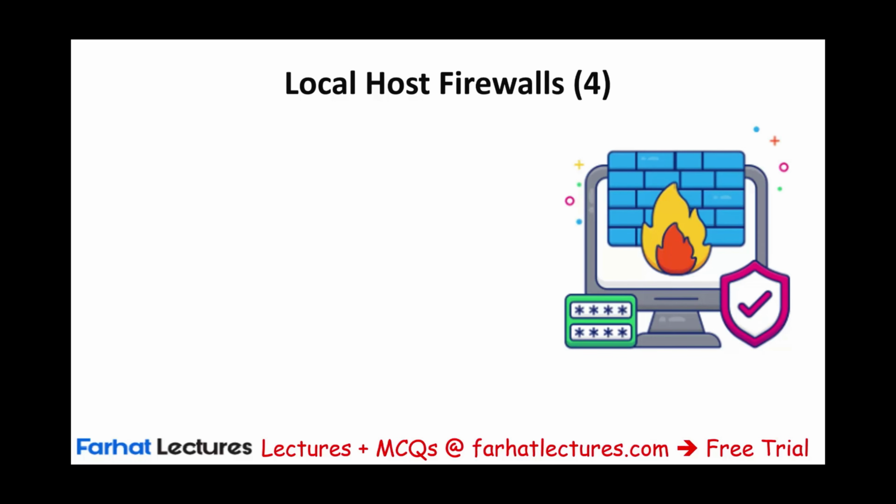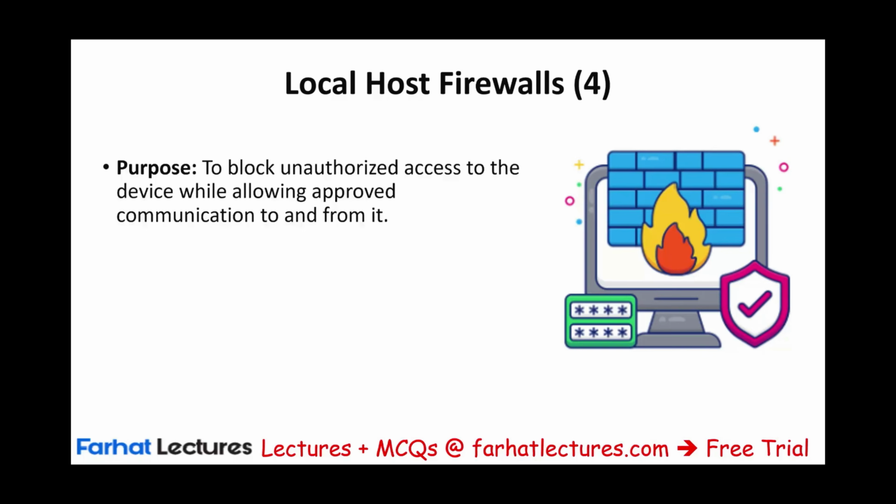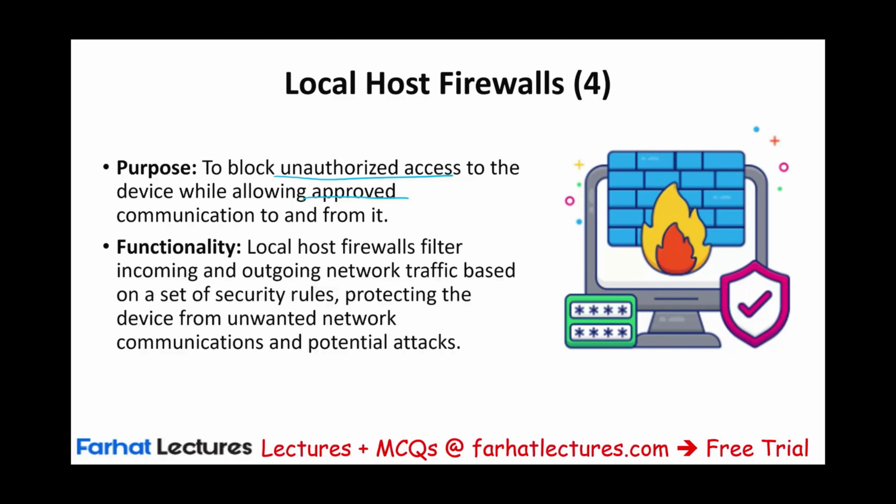Okay, you have a firewall for the network itself, then you have a firewall for your own computer to block unauthorized access to the device while allowing only approved communication to and from it. So local host firewalls filter incoming and outgoing network traffic based on a set of security rules, protecting the device itself from unwanted network traffic. So first you have to go through the device, then get to the network. Well, if you can prevent them from going to the device, they cannot get to the network.